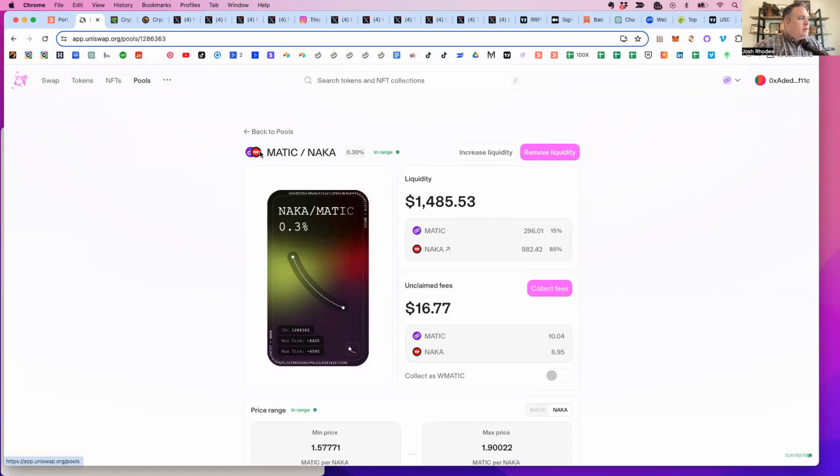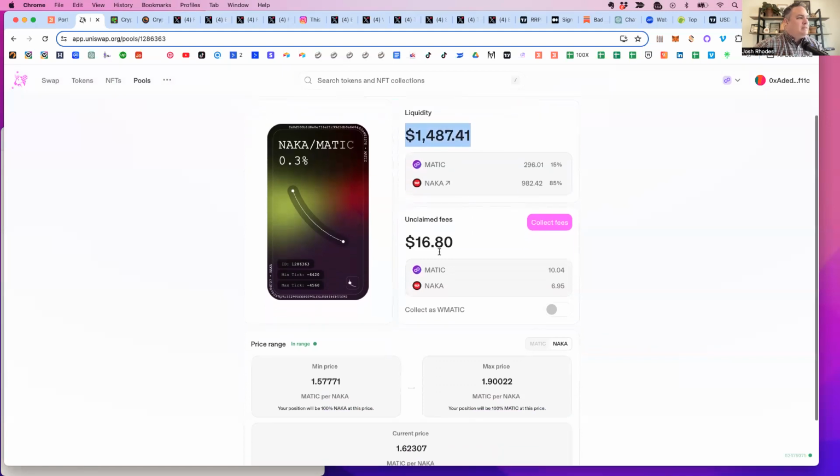I have Polygon Matic and Nakamoto Games split. Currently, they're balanced at 15% Matic and 85% Naka. I'm give or take $10 or $15 from my initial deposit. I've collected $50, $60 in fees in the last couple of days, and I have $16.82 of unclaimed fees.